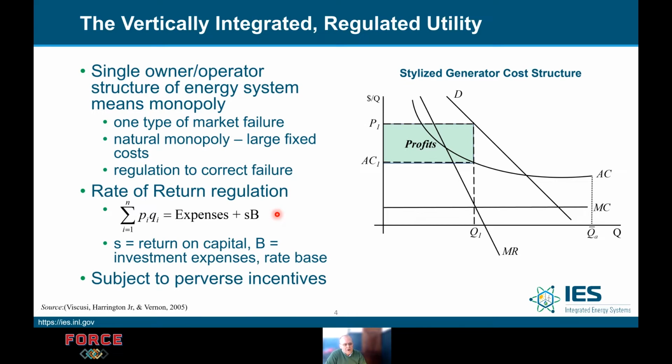But then there's another part of the story, which is that these attractive investments and this guaranteed rate of return, and the fact that depending on the negotiations, there could be investment capital passed on to the rate base, in which the what we would call in economics perverse incentives.